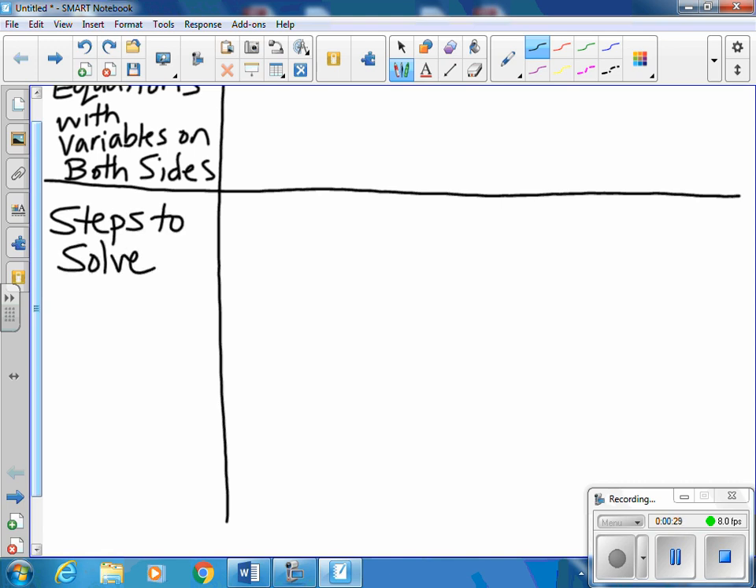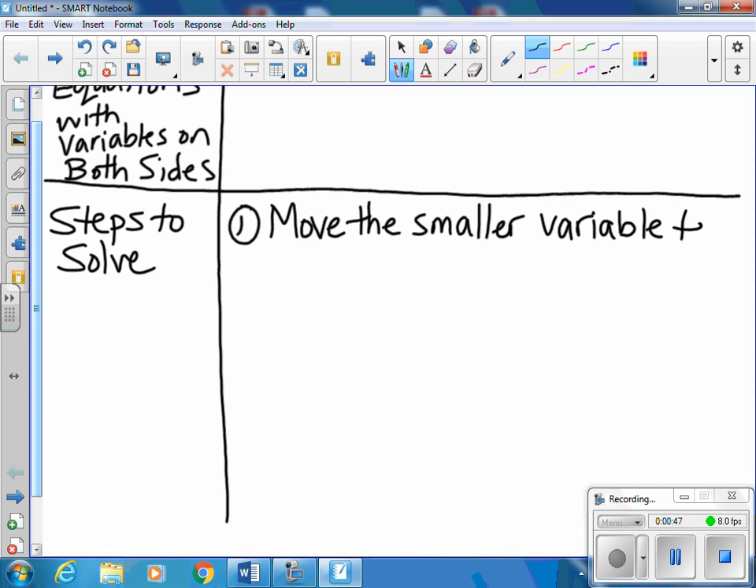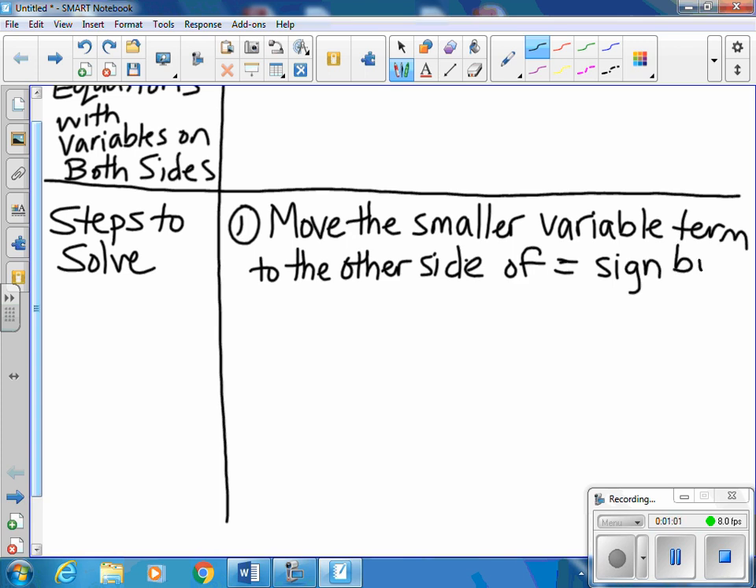Right, the first one, because you have variables on both sides of the equal sign, you have to get one of them over to the other side. So the best way to do this to avoid extra negative signs is to move the smaller variable term to the other side of the equal sign by adding or subtracting.